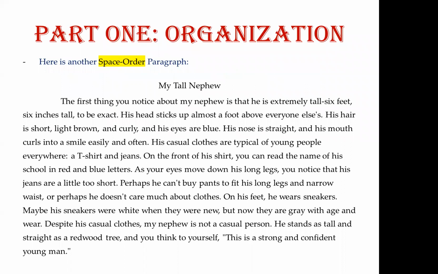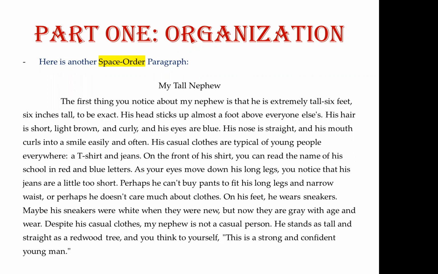Okay, here is another space order paragraph which talks about a person. So we have a person that describes another person. So let's read it together. My tall nephew. The first thing you notice about my nephew is that he is extremely tall, 6 feet, 6 inches tall to be exact. His head sticks up almost a foot above everyone else's. His hair is short, light brown and curly, and his eyes are blue.